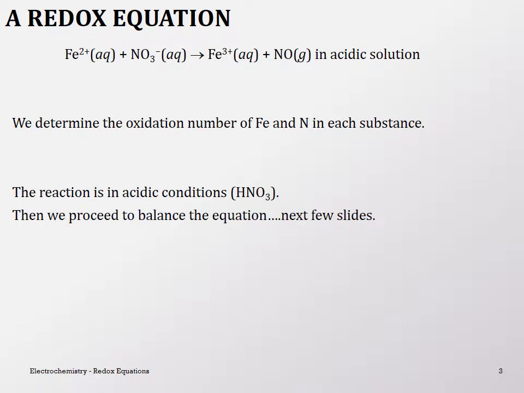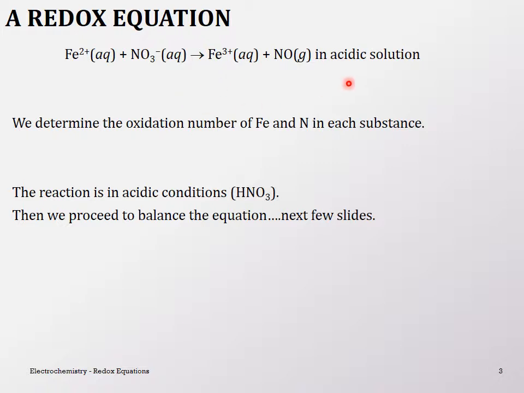So let's look at a redox equation. Here is a simple equation with iron 2+ reacting with the nitrate ion to give iron 3+ and nitrogen monoxide gas. Now it says here this is an acidic solution, and we have to know that so that we know how to balance the equation when the time comes.